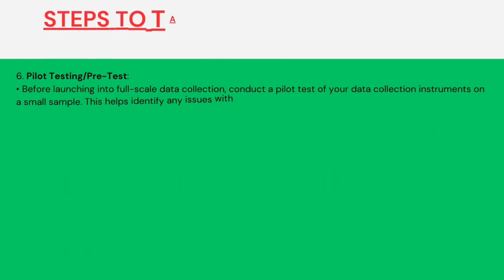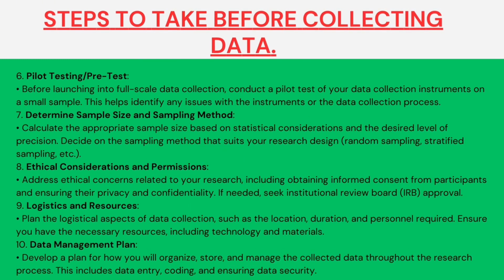Pilot testing or pre-test. Before launching into full-scale data collection, conduct a pilot test of your data collection instruments on a small sample. This helps identify any issues with the instruments or the data collection process. Next, you need to determine the sample size and sampling method. Calculate the appropriate sample size based on statistical considerations and the desired level of precision. Decide on the sampling method that suits your research design, e.g., random sampling, stratified sampling, etc.